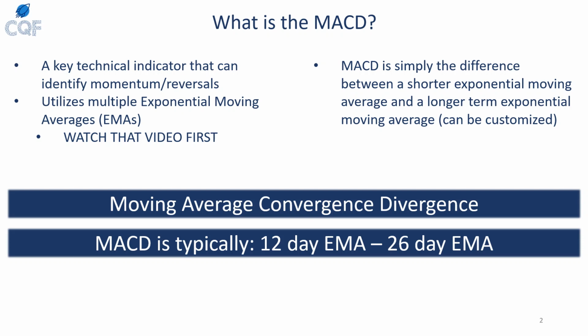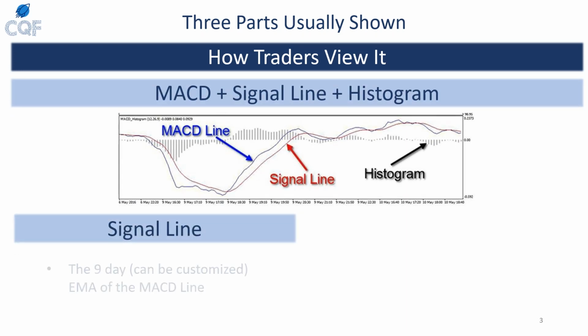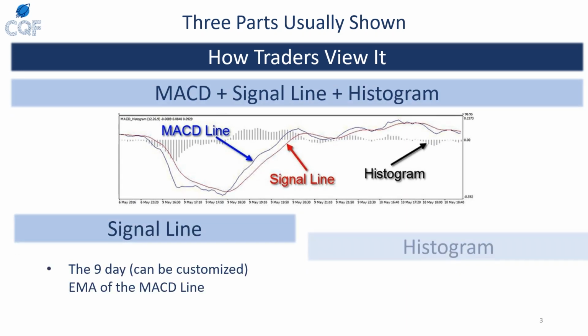And the MACD is pretty simple. It's just a 12-day exponential moving average of a stock's price minus the 26-day EMA of the stock's price. Now, that's standard, although you can customize the horizons, but it's always the short-term EMA minus the long-term EMA. However, a trader simply does not use just the MACD.